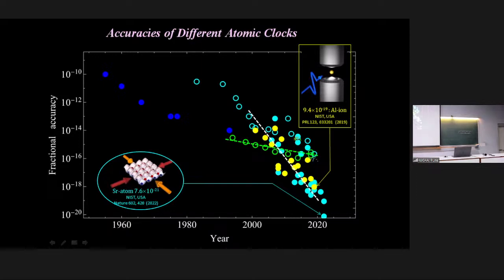What was blue clocks? These are the room temperature operation microwave clocks, and these green ones are the fountains, which are laser cooled microwave clocks. Then on top of that, I am plotting this yellow and this cyan, and these are these two types like ion clocks and neutral atom clocks. So the cyan ones are the neutral atom clocks done by different groups.